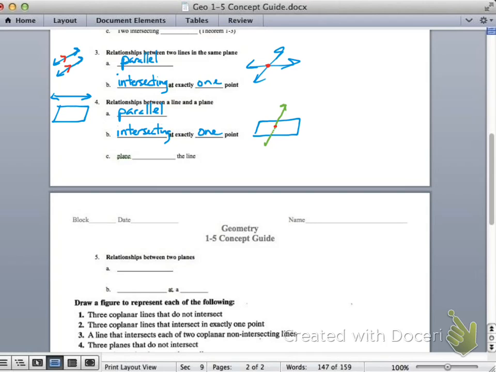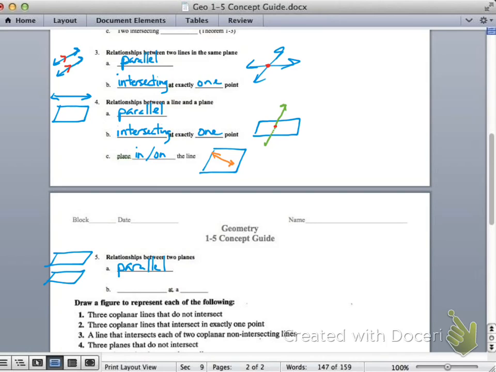Imagine a pencil going through a piece of paper. Or the line can be on or in the plane. The plane contains the line. Imagine a line on a piece of paper. That would be a plane, a line that is intersecting the plane. It's in or on the plane. The intersection is a line.